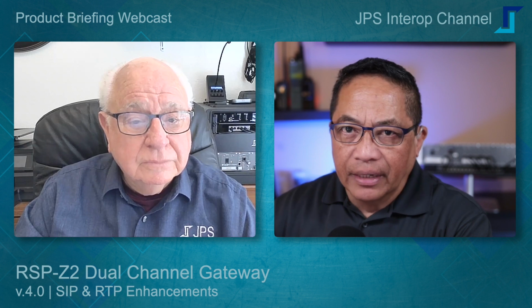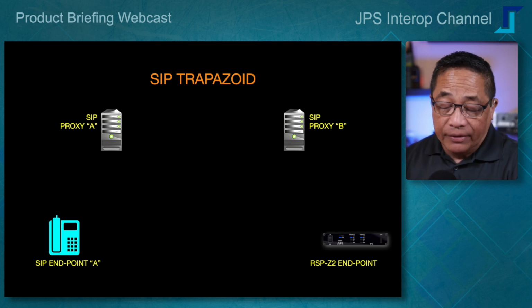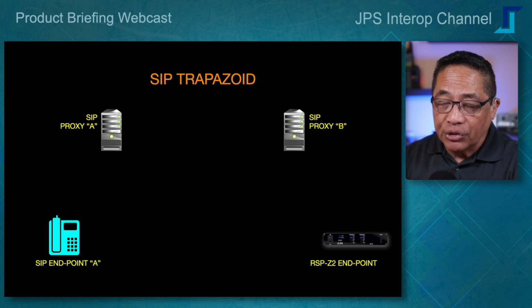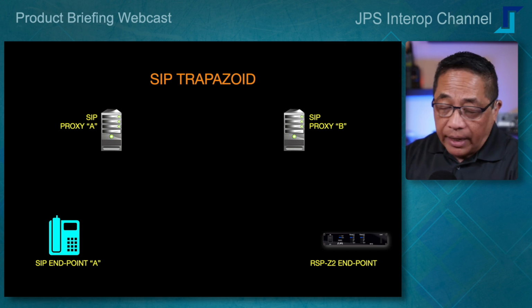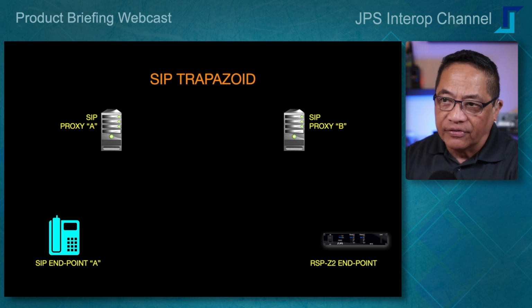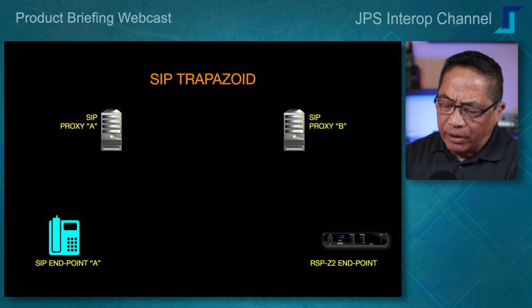All right, I want to go ahead and get started. I want to talk about these SIP enhancements that I'm pretty excited about. Before we talk about these enhancements, I want to cover the basics of what SIP is. SIP stands for Session Initiation Protocol. It's a digital telephony protocol that allows endpoints like digital desk phones to initiate, maintain, and terminate calls between other devices. We sometimes call this the SIP trapezoid, and you'll see the actual shape of the trapezoid develop here.